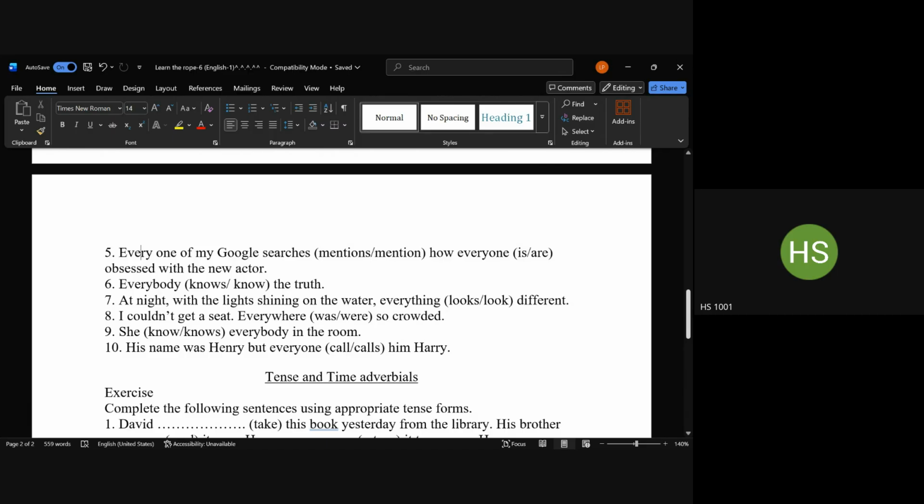That's the point. Then eighth one: everybody, everything, everywhere were so crowded. Was. Everywhere was so crowded. Singular use again. Ninth one: she knows everybody in the room. She knows. Of course, she knows. Tenth: his name was Henry, but everyone calls him Harry. Calls. Okay, everyone calls him. Every single person calls him. That is what it is.